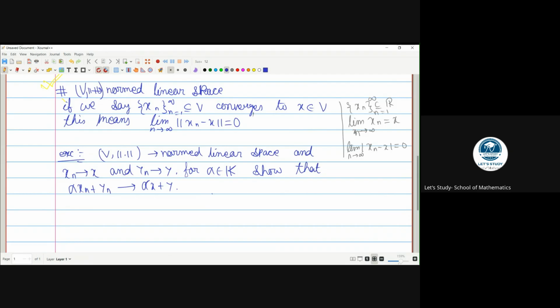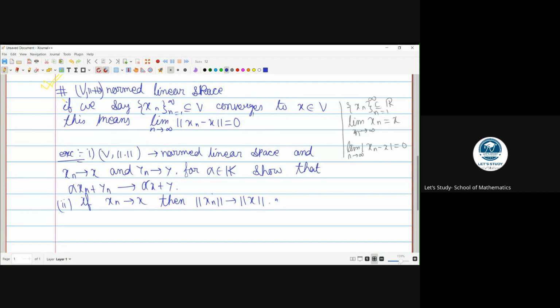So please try this exercise, and also this: if xn converges to x, then... Okay, wait a minute. Okay, you are going to use the triangular inequality. Yeah, it will work.